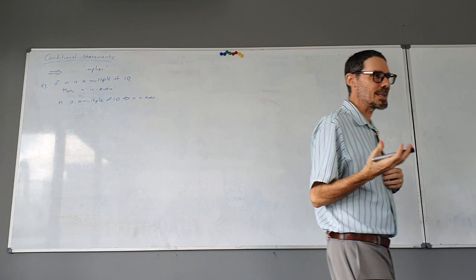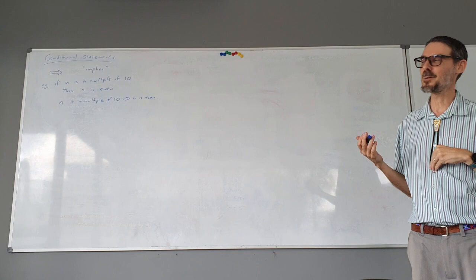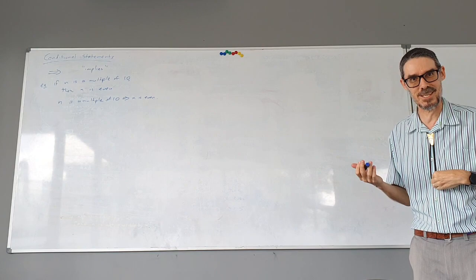It could be said many ways. If N is a multiple of 10, then N is even. Or N is even if it's a multiple of 10. You will even hear words like N being a multiple of 10 is sufficient to say that N is even.